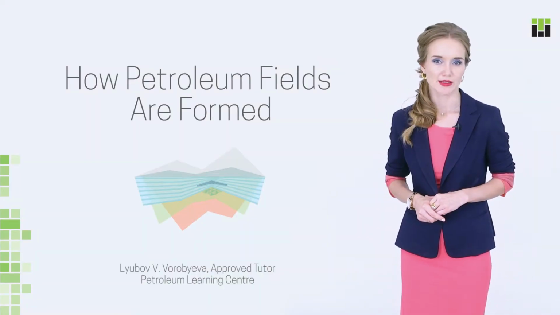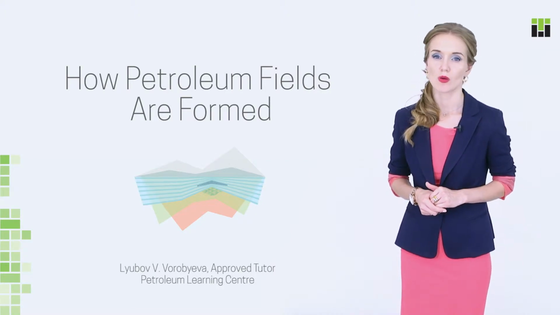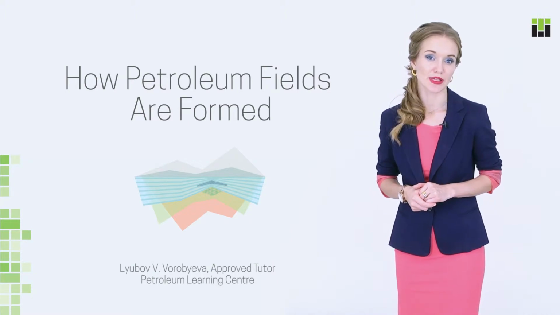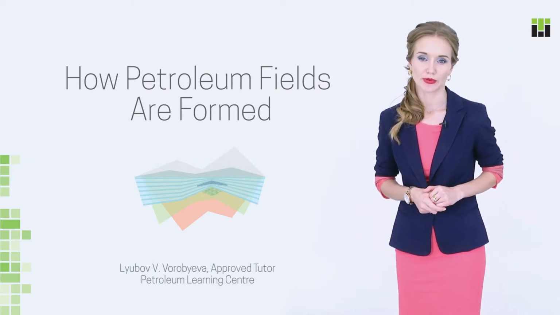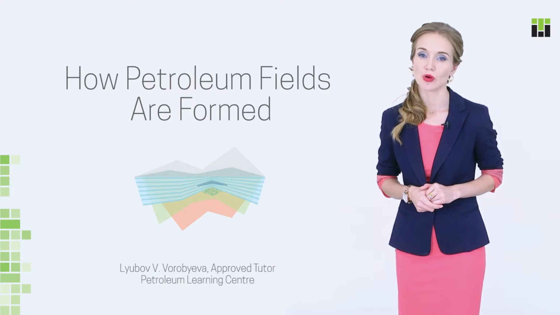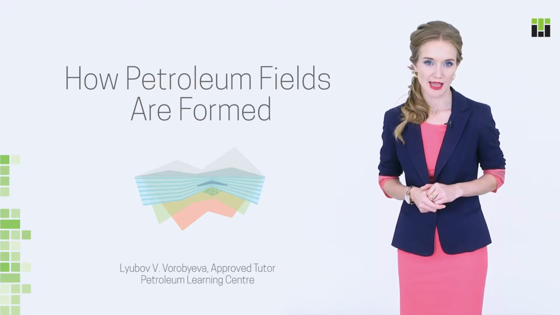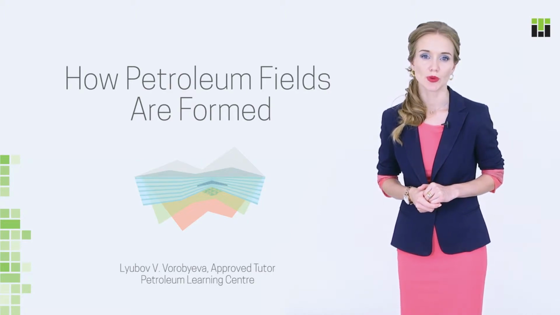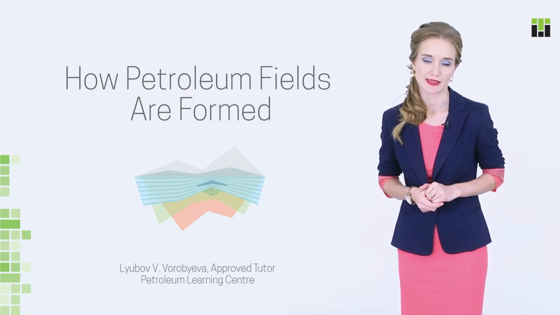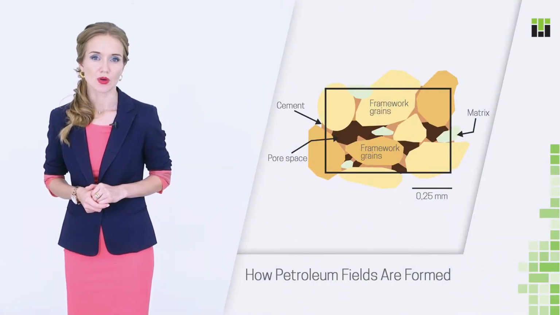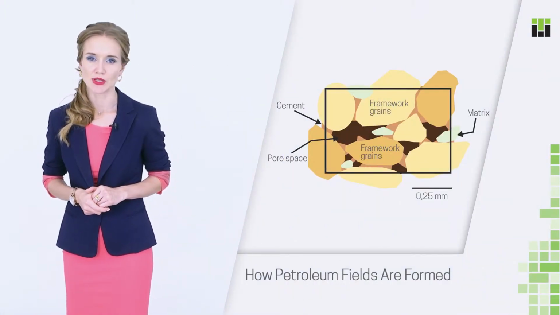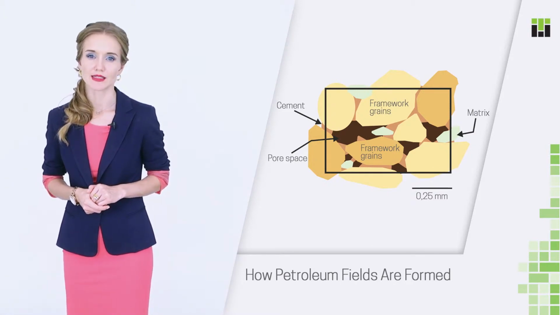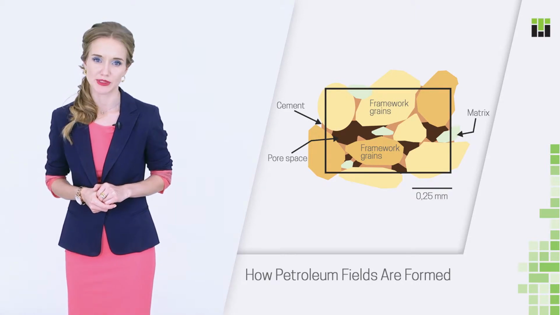Hello and welcome back. Today I will tell you about how oil and gas fields are formed. In my previous lectures, I already mentioned that commercial deposits of oil and gas are found mostly in sedimentary rocks, sands, sandstones, limestones, dolomites, which are good reservoir rocks for liquids and gases. We should mention that contrary to popular belief, there is no such thing as oil lakes or rivers. Oil is contained in so-called petroleum traps.